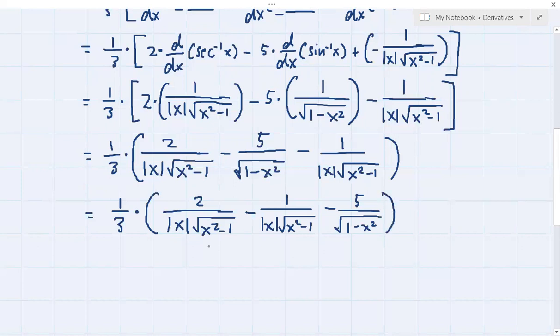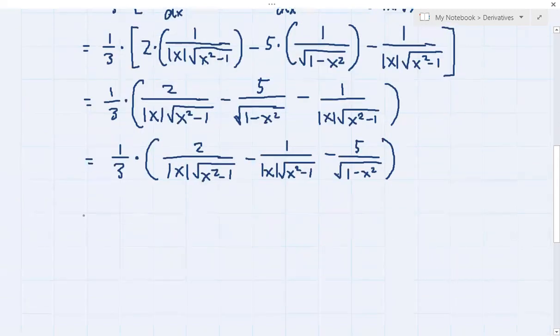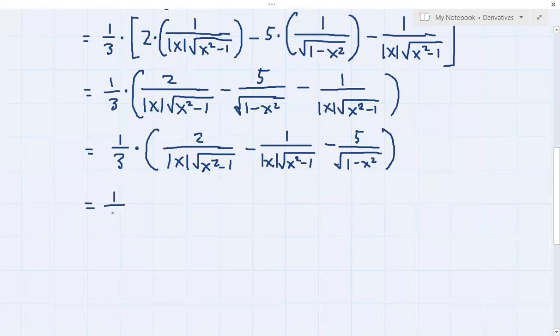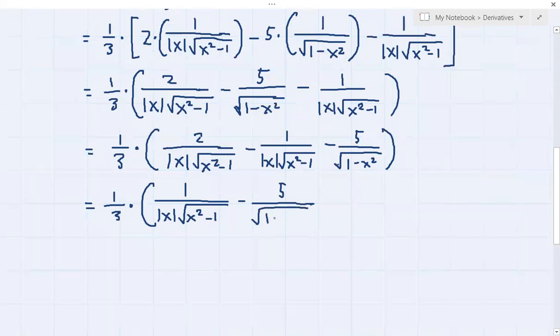Okay? So now let's add the first two terms together. So pag in-add natin silang dalawa, magiging 1 all over absolute value of x times the square root of x squared minus 1 minus 5 all over the square root of 1 minus x squared. So for me, I can stop right here. Okay na to.